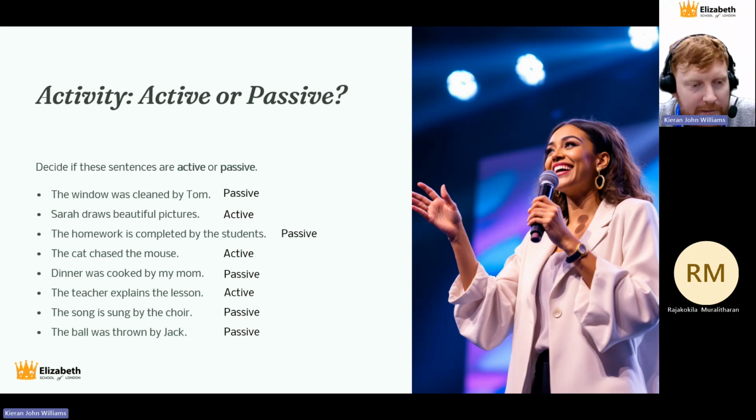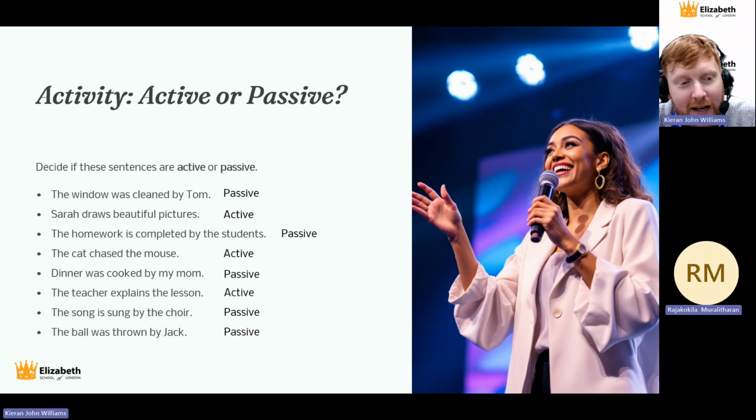And the last one. The ball was thrown by Jack. I think passive. This is passive as well, because the ball is an object. Jack is the person doing it, and then we've got our verb. Very good. So well done with that. Congratulations. I'm going to give you a nice clapping emoji there. Well done. Thank you.